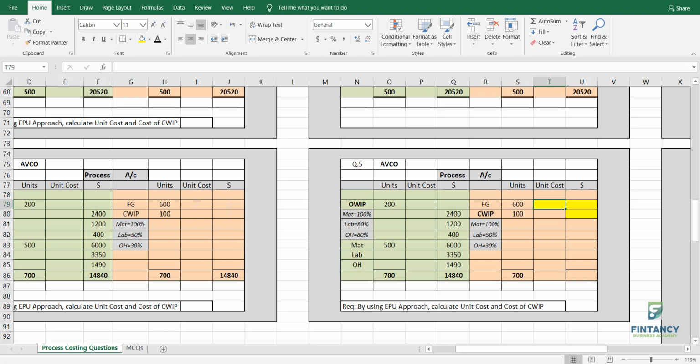To get the unit cost, what you have to do? You have to create EPU working, right? Equivalent production units. So remember I told you how to create this working. Whatever is written on the debit side, these are your columns. So material, labor, overhead are my columns. Always remember.